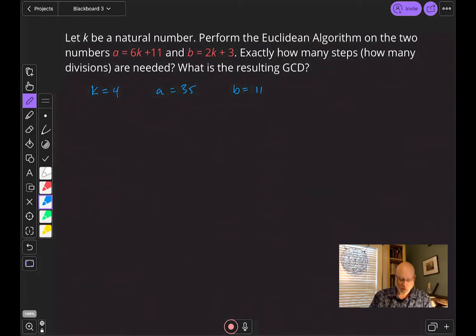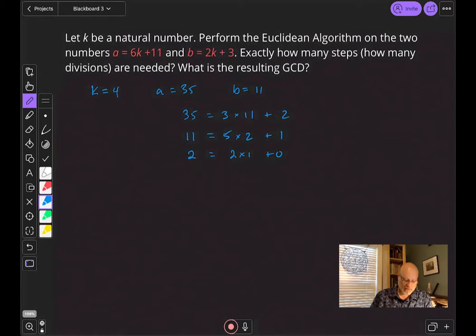Going through the steps, I'm going to start off with 35 equals 3 times 11, which gives me 33, and I'll have 2 left over. 2 is small, so we're probably not going to take too many more steps. Then I bring down the 11. How many times does 2 go into 11? That's 5. 5 times 2 is 10, which means we have 1 left over, which probably means we're about done. So I bring the 2 over: 2 times 1 plus 0.